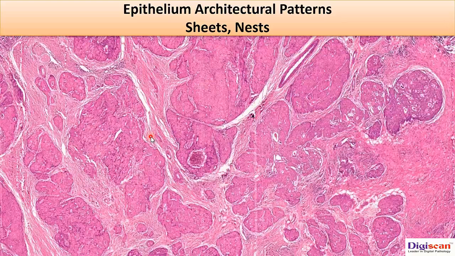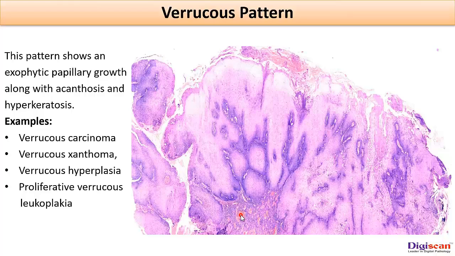I'll just go through these entities very quickly. The epithelial tumors can show architectural patterns like sheets and nests, particularly squamous cell carcinomas. When the arrangement of cells is in large groups, then it is called sheet. When they are in smaller groups, then it is called nests. So this is a sign of epithelial malignancy, particularly squamous cell carcinoma.